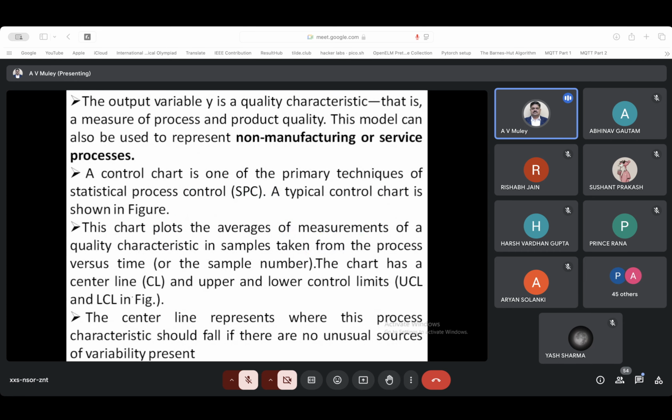तो the central line represents where the process characteristic should fall if there is no unusual source of variability present. तो नेचुरली वो पॉसिबल नहीं होता क्योंकि सेंट्रल लाइन है, पर वो अगर वेरिएशन आपको विद इन लिमिट है, यू कैन कंसीडर इट इज एक्सेप्टेबल क्वालिटी और द प्रोसेस इज प्रोड्यूसिंग फॉर एग्जांपल द क्वालिटी प्रोडक्ट। ठीक है, तो ये हो गया इसका बेसिक इंफॉर्मेशन.